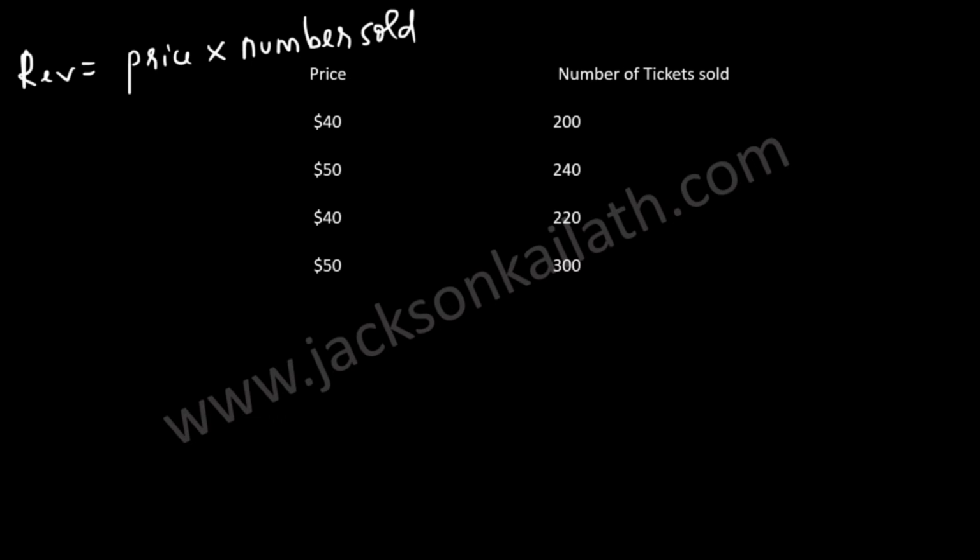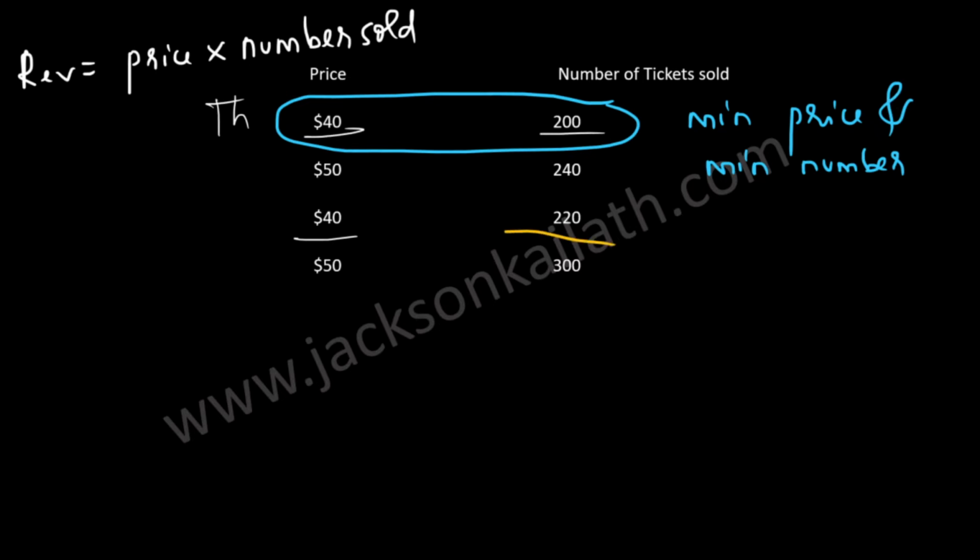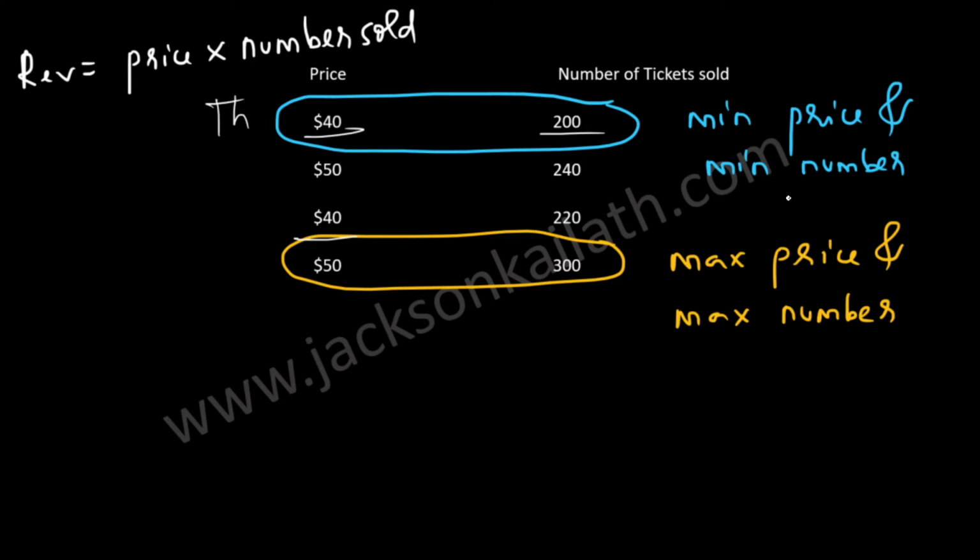Now over here, notice that on Thursday you have the minimum price, which is $40, and the minimum number of tickets sold. Among all these 40, 50, 40 and 50, 40 is the minimum, and among 200, 240, 220 and 300, 200 is the minimum. So on Thursday you have the minimum price and minimum number. Now on Saturday, you have the maximum price, 50, and the maximum number, 300.